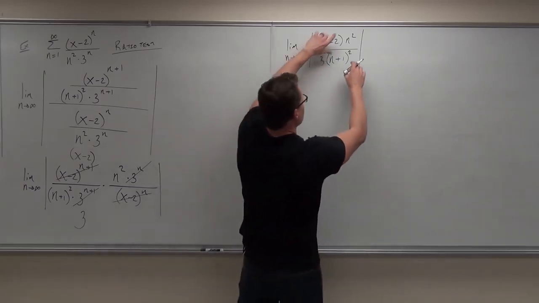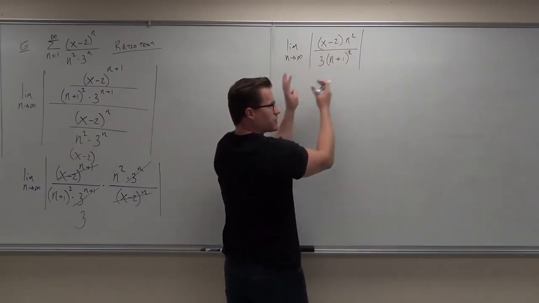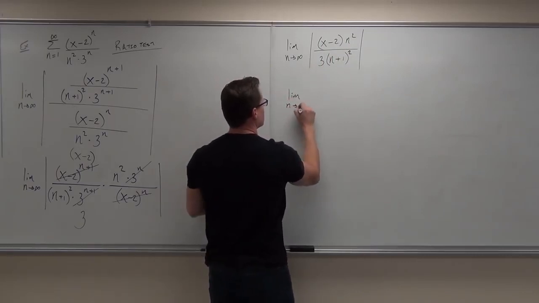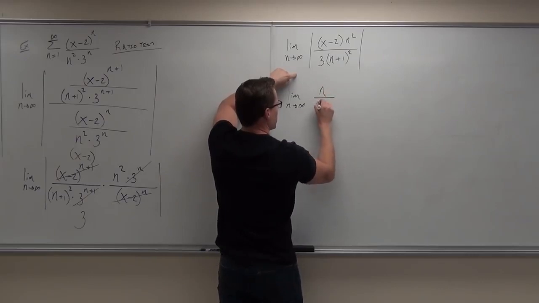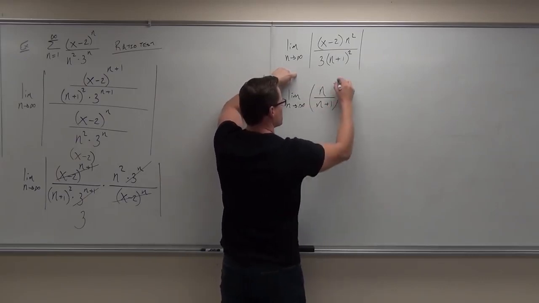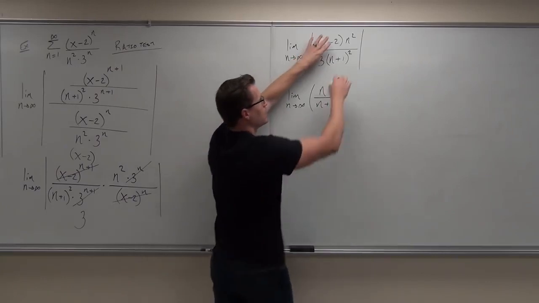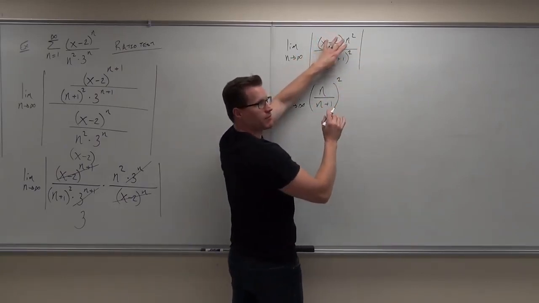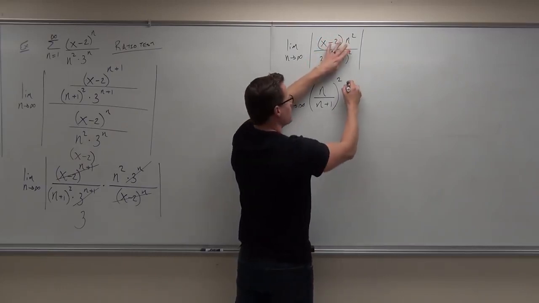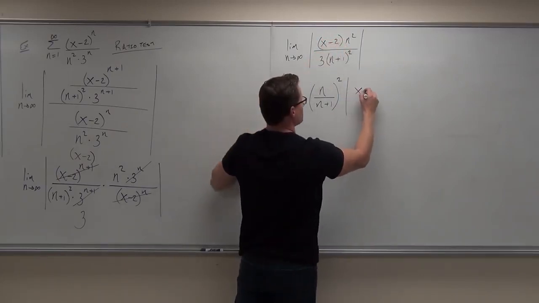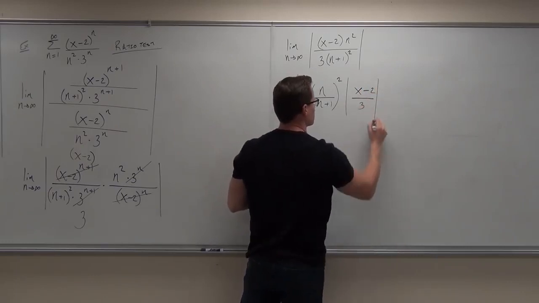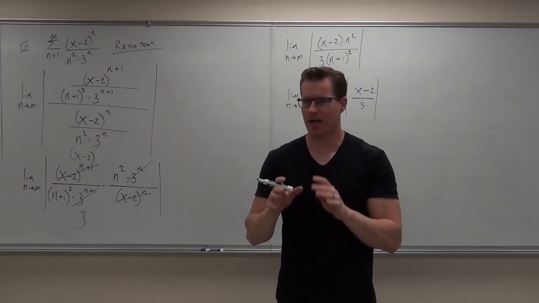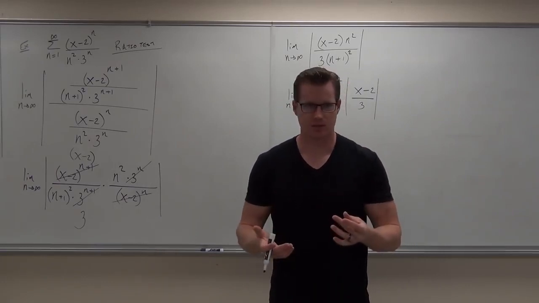What I mean is that this stuff, I'm going to move this off to the side. I'm going to get a limit. See if you can stick with me here. n over n plus 1 quantity squared. Notice how I don't have an absolute value, it's always going to be positive. Then I have an absolute value of x minus 2 over 3. Collect everything except for your x values and your constants. Does that make sense to you?